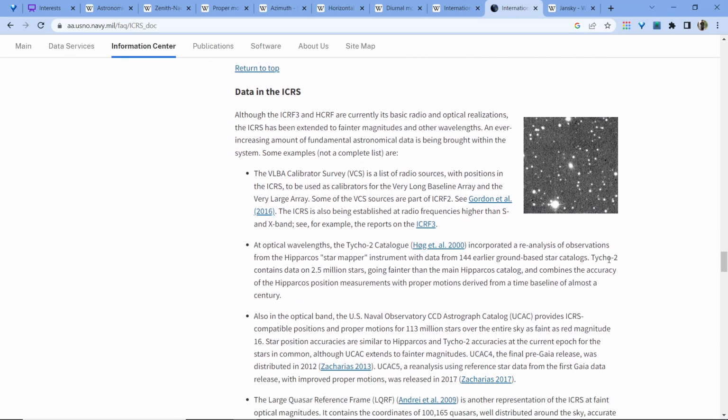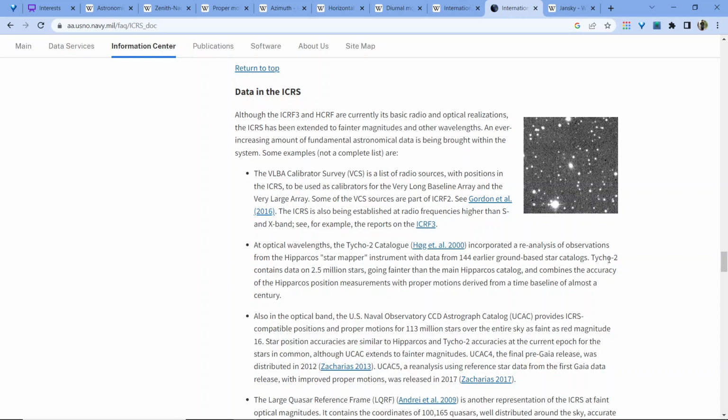Data in the ICRS. Although the ICRF3 and the HCRF are currently its basic radio and optical realizations, the ICRS has been extended to fainter magnitudes and other wavelengths. An ever-increasing amount of fundamental astronomical data is being brought within the system. Some examples, not a complete list, are the VLBA Calibrator Survey. VCS is a list of radio sources with positions in the ICRS to be used as calibrators for the Very Long Baseline Array and the Very Large Array. Some of the VCS sources are part of the ICRF2.